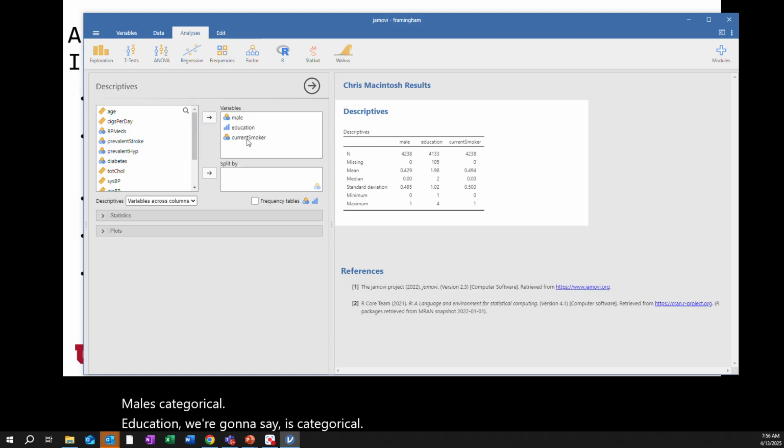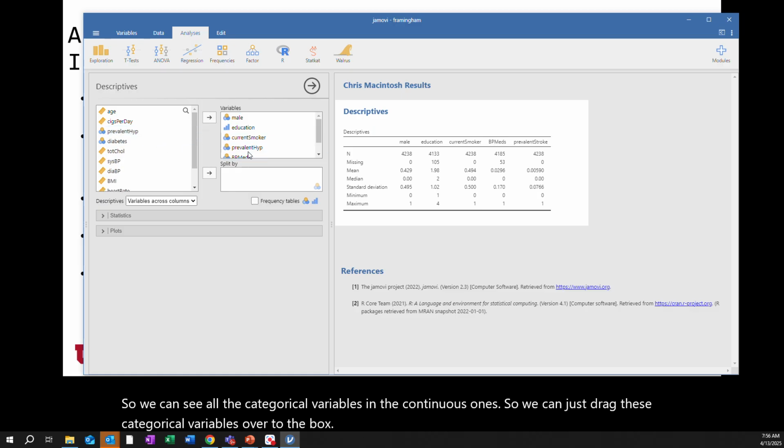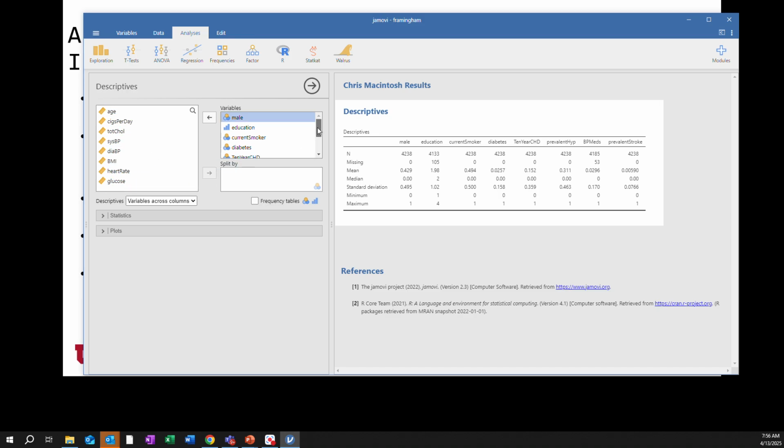Current smoker. And you can see the little symbols here. This is where the symbols are handy. So we can see all the categorical variables and the continuous ones. So we can just drag these categorical variables over to the box. All right, that looks pretty good.